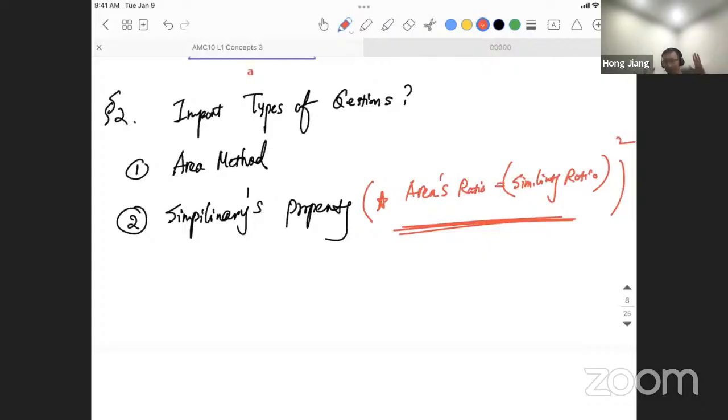If you use the similarity ratio, where the perfect square of the similarity ratio equals the area ratio, you solve the problem in 15 seconds. But if you go the regular, complicated way, you're going to take maybe 25 minutes. So try to remember this. This is going to be very helpful.